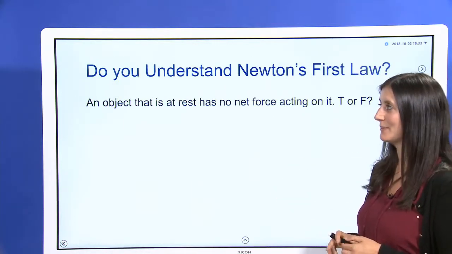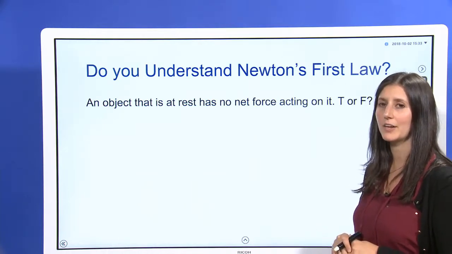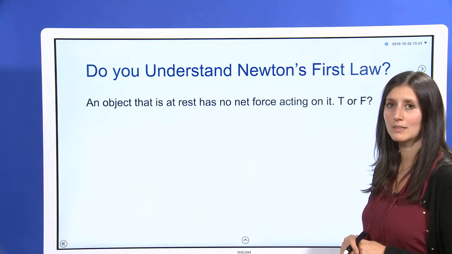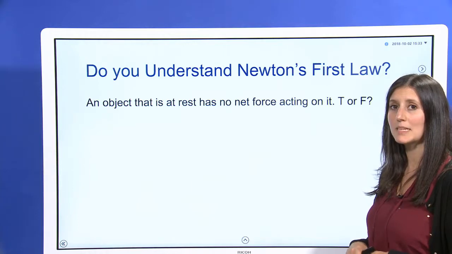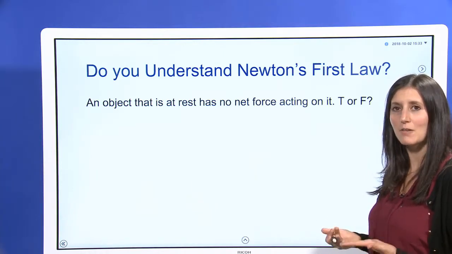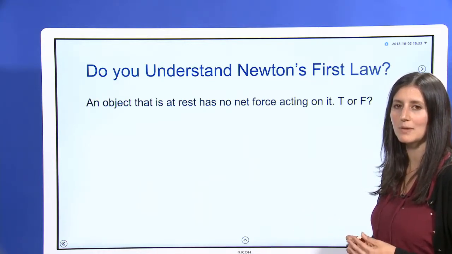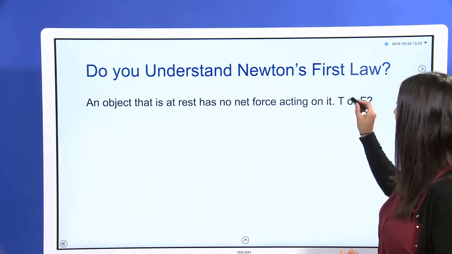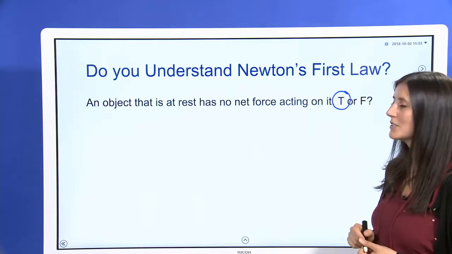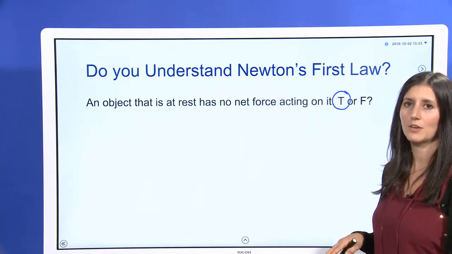Okay, so next question. An object that is at rest has no net force acting on it. Is that true or is it false? Okay, so if an object is at rest, then that means that it must be in equilibrium because its velocity is constant. If you're at rest, your velocity is 0 and it's constant. It's staying 0 all the time. So then that means you must have no net force acting on you. So this would be true.